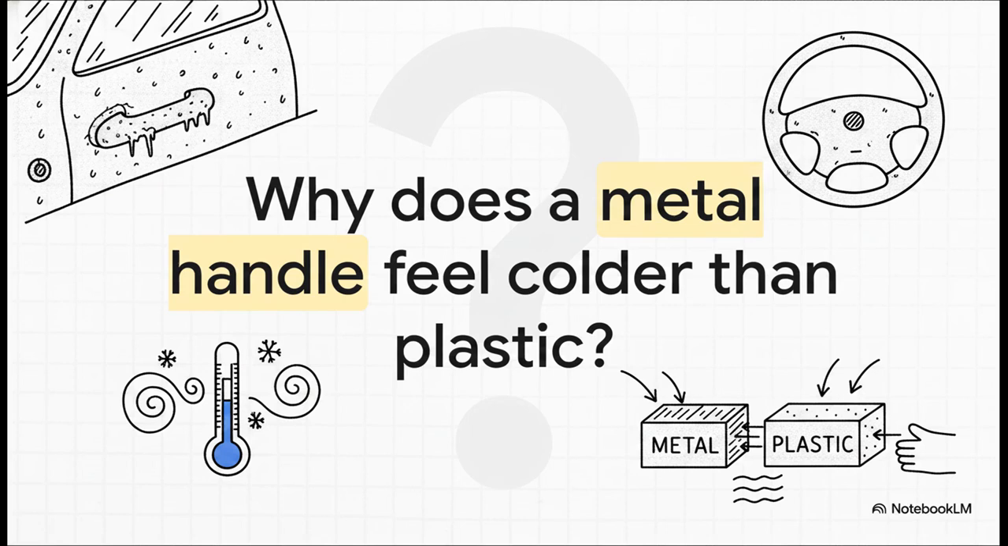Before we jump to the next part, chew on this everyday mystery. You walk out to your car on a freezing winter morning. The metal door handle feels incredibly cold, right? But the plastic steering wheel inside feels totally fine. They've both been sitting in the same freezing air all night. They're at the exact same temperature. So why the huge difference in how they feel?